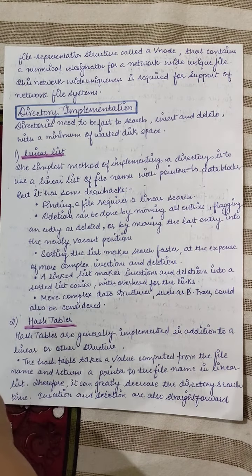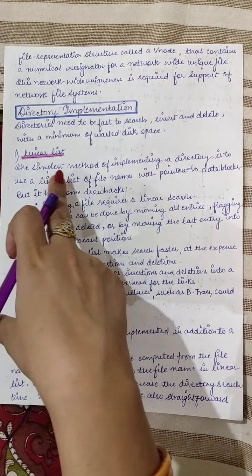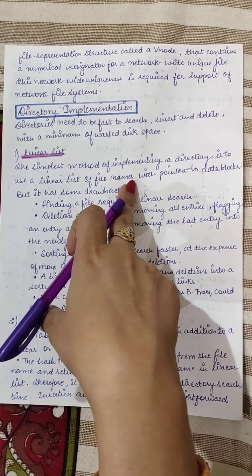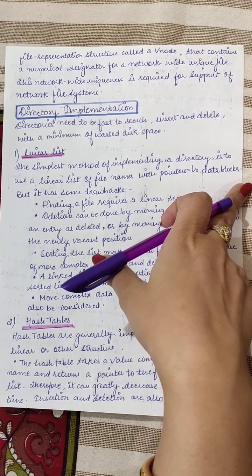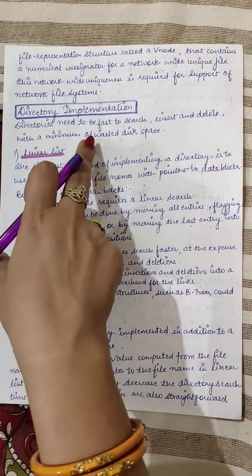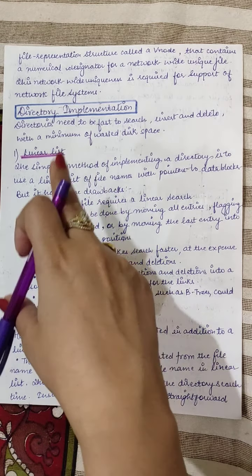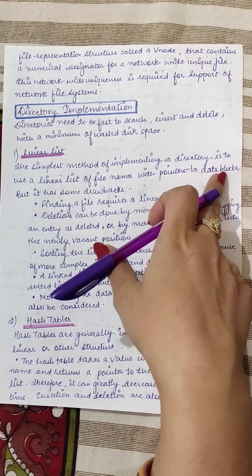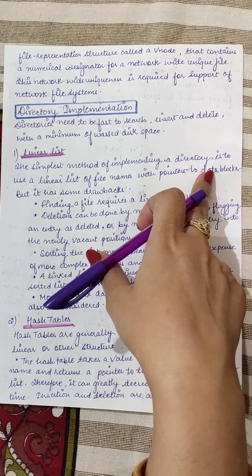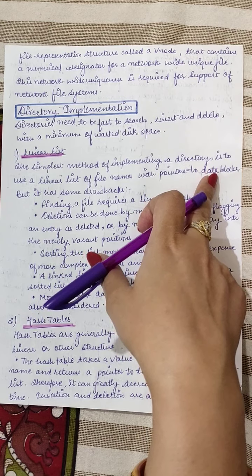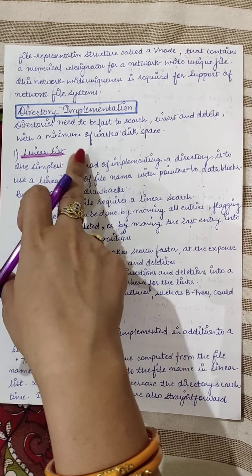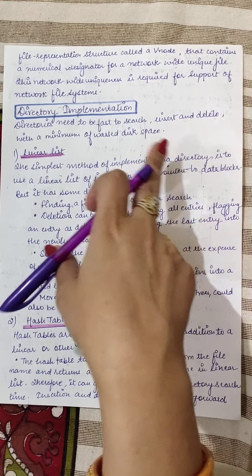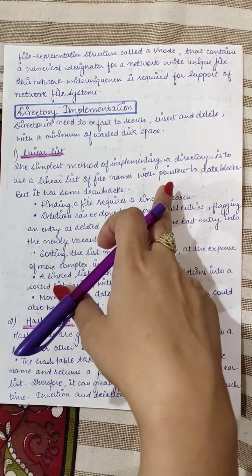hash tables. In the case of a linear list, the simplest method of implementing a directory is to use a linear list of file names with pointers to data blocks. So what you have is a linear list. It's like a list of all the file names, and the file names point to the data blocks. Data blocks are stored on the disk, that is the secondary storage. So it will have the file names, and that file name will point to the data block, that means the actual location of the file in the disk storage.